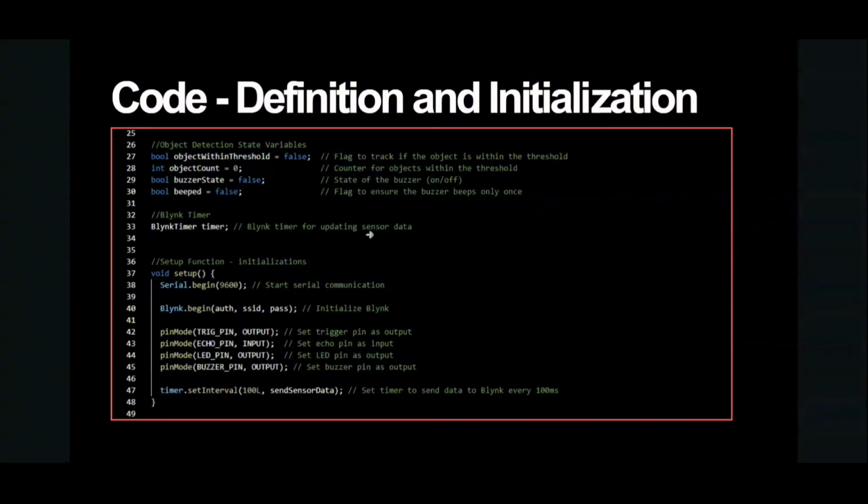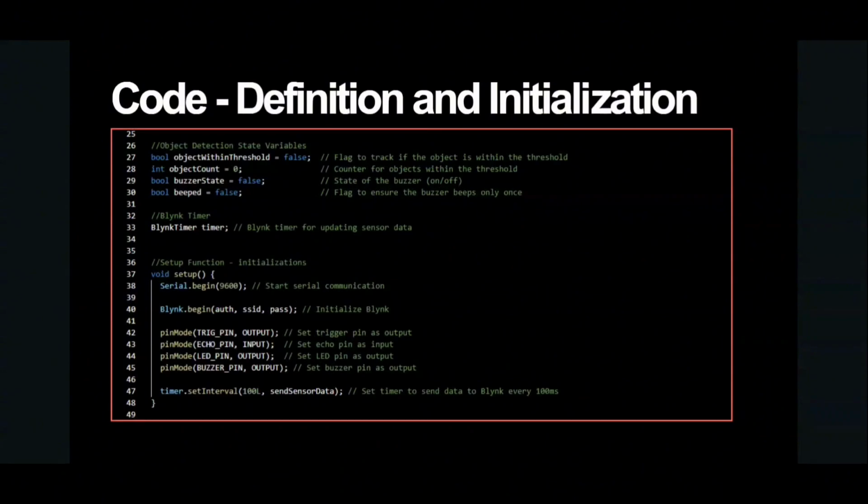In the setup function, it initializes the communication, the Blynk connection, and the pin modes for the sensor, LED, and buzzer. So this structure allows for object detection, counting, and interaction with Blynk for real-time monitoring. That would be all for my part, and thank you.